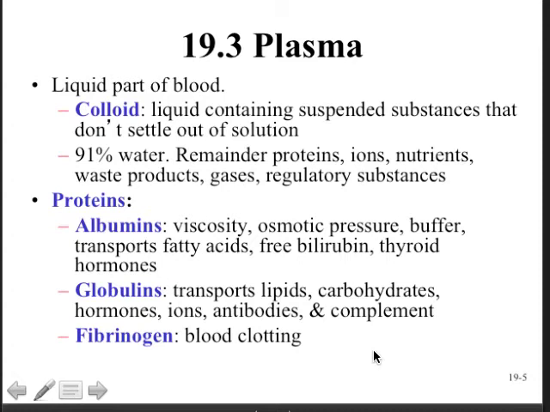Most of these are made in the liver, and this is one of the reasons why when the liver begins to fail, we begin to have problems maintaining blood pressure and blood volume, as well as problems with fluid balance throughout the body. In addition to that, we become more susceptible to disease because we don't have as much of these defense proteins in the plasma. Again, the liver being the major place that these things are produced.